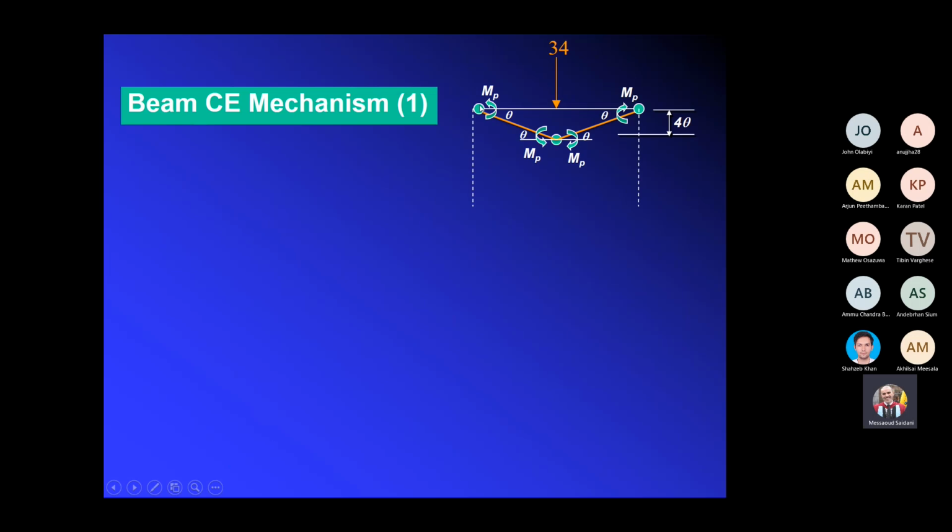This is the beam, CE, and the load, when you multiply 20 by 1.7, gives you 34 kilonewtons. So the vertical load is 34 kilonewtons. We have hinges forming at B, C, and E, right?